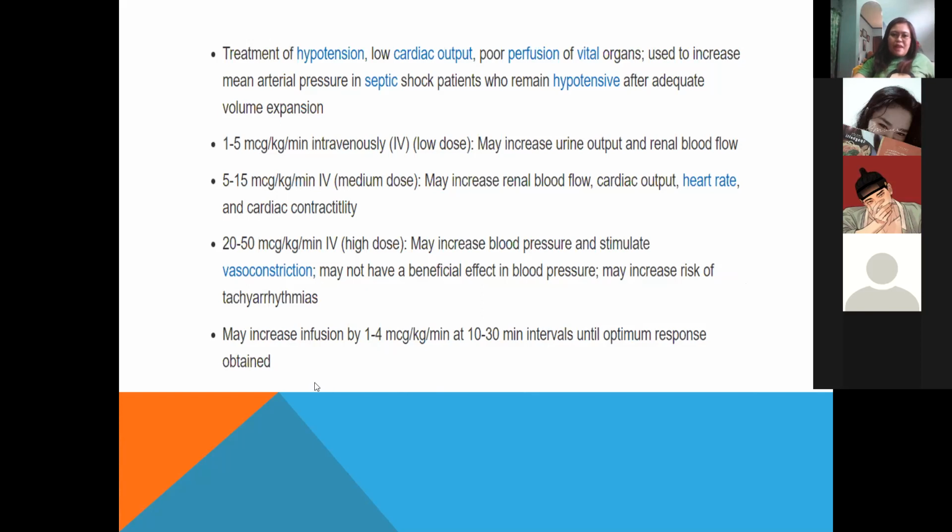And then for some, depende sa case sa patient, pwede siya mag-increase of infusion by 1 to 4 micrograms per kilograms per minute at 10 to 30 minutes interval para ma-achieve nimo ang optimum response. Okay? So, appeal ni siya sa gina-compute sa mga clinical pharmacist. Okay?